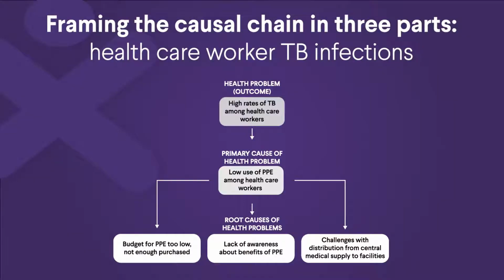While most health outcomes have one or only a few primary causes, they typically have many root causes. We will be talking later about root causes in greater detail. For now, let's just look at a few root causes. Why is it that healthcare workers don't use PPE in hospitals? Well, first, maybe the budget for PPE is too low, and so not enough supplies are purchased by the government.